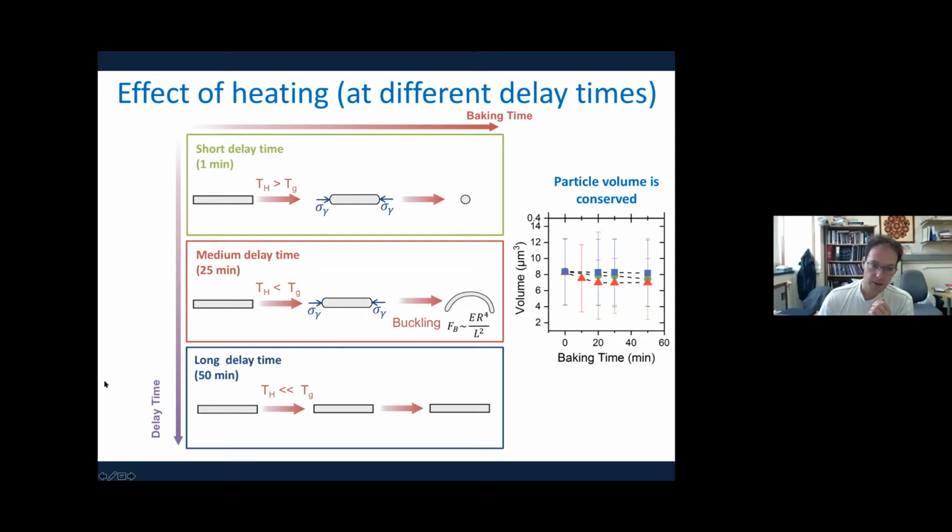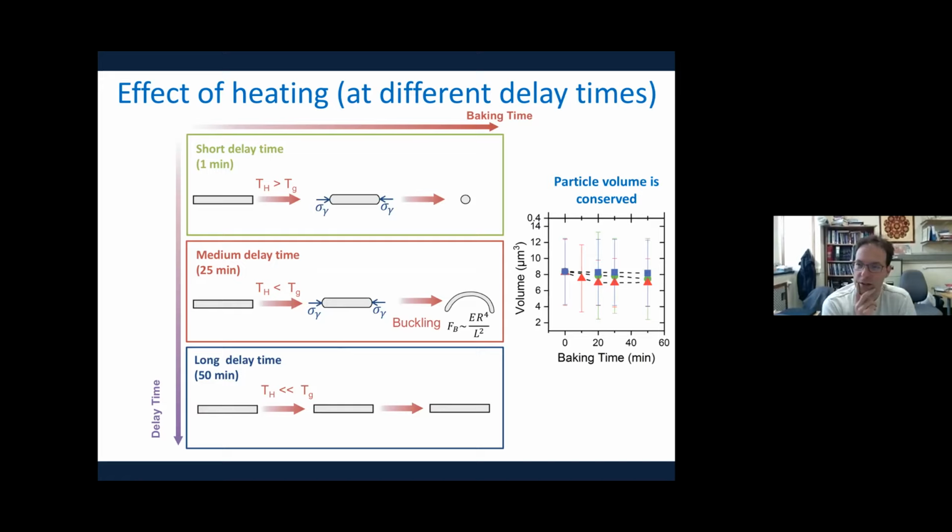At very long delay times, I'm jumping to the graph at the bottom here, it's fully cross-linked. So the glass transition temperature for the SU8 is now much, much higher than the temperature in the oven. So we can heat it to 90 degrees in this case, but nothing is happening here. The interesting regime, of course, is intermediate delay times, where the cross-linking density is not low and not high. In this situation, you've got the glass transition temperature being roughly similar, just below the heating temperature or around the same.